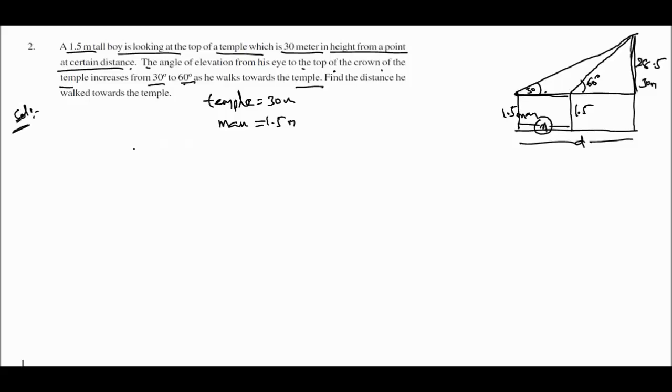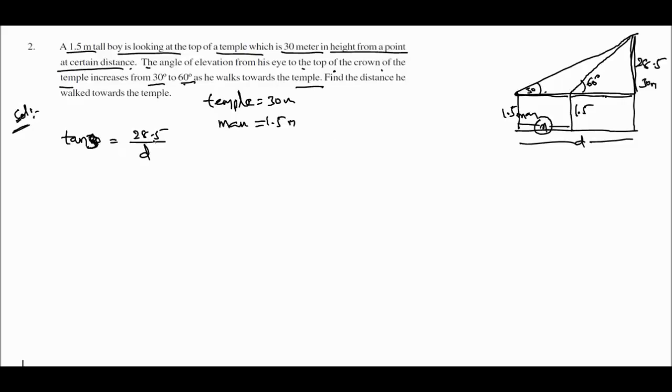So from the figure, tan 60 is equal to opposite by adjacent. Opposite is 28.5, divided by adjacent, which is d, the distance. Nothing is given here, so that's why we take it as d. First we do tan 30, with d as the total.